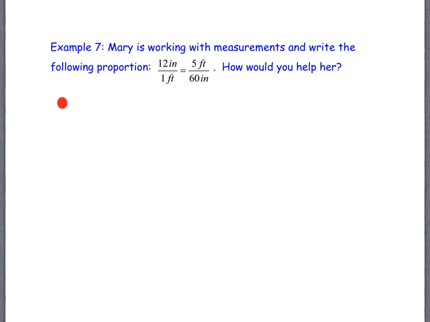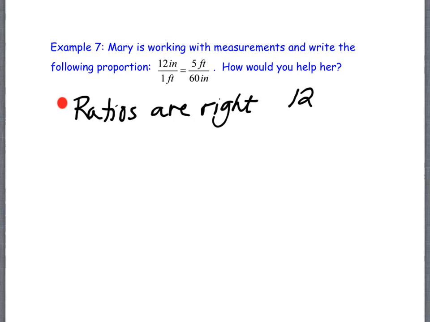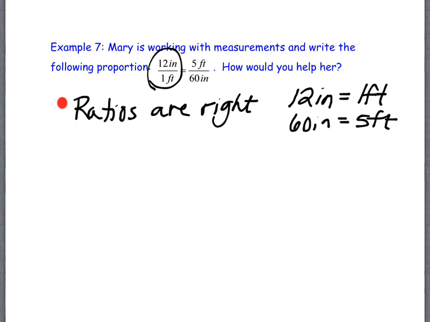5 feet is 60. Yeah. So her ratios themselves are correct, aren't they? So her ratios are right. That is, 12 inches really equals 1 foot. Okay, so on the left-hand side here, that works. And 60 inches really does equal 5 feet. So her ratios are right. But Brendan, you already told me she's got a problem, right? Yeah. What's the problem?